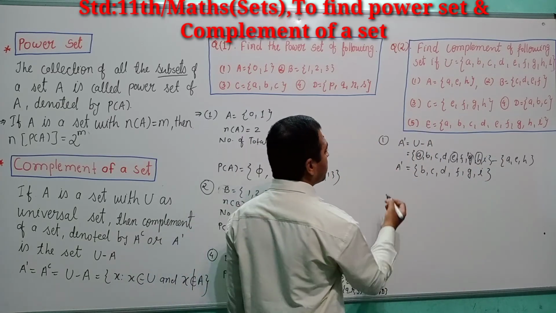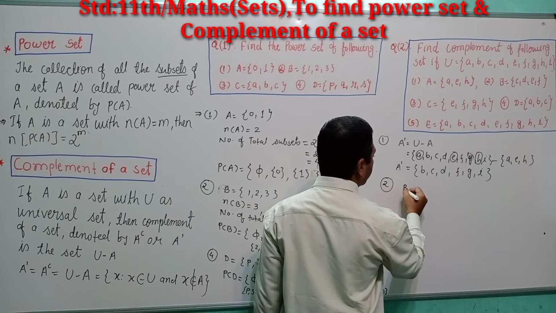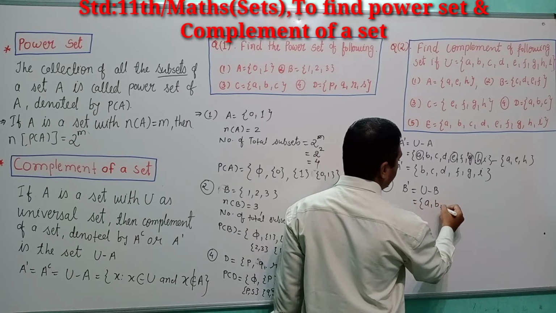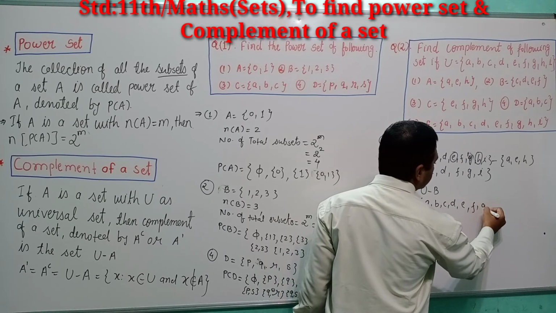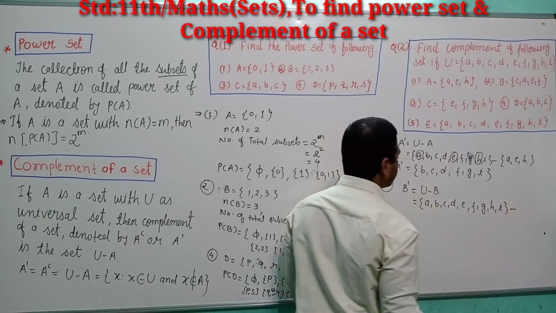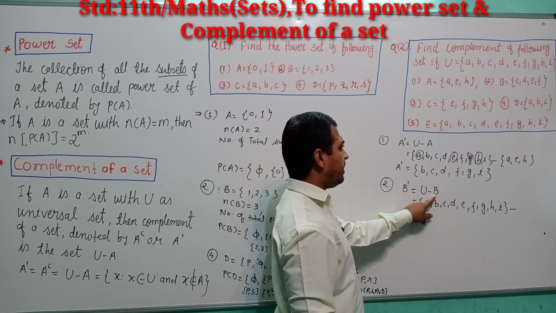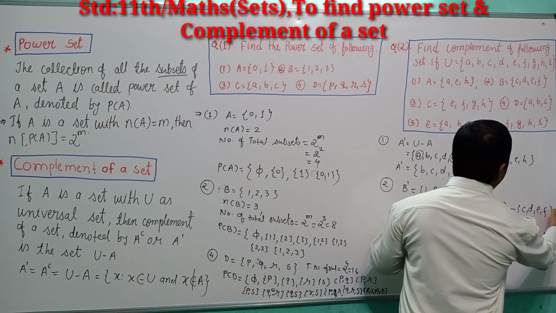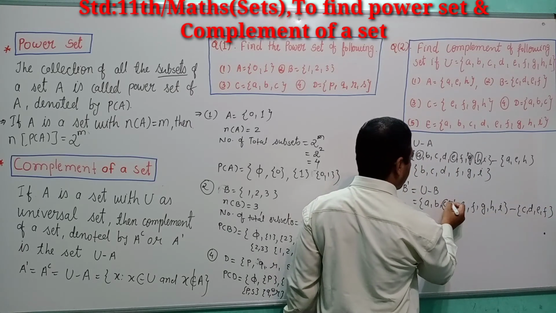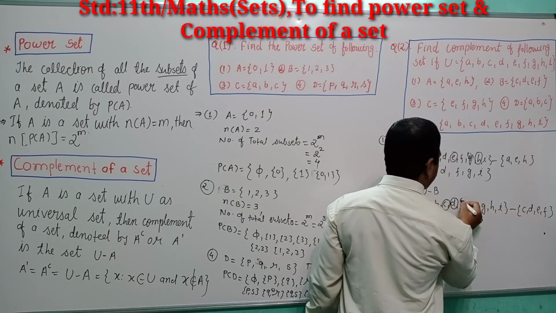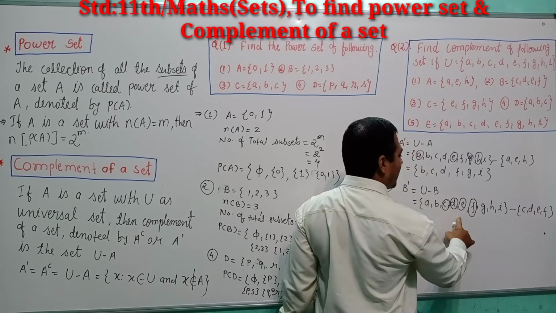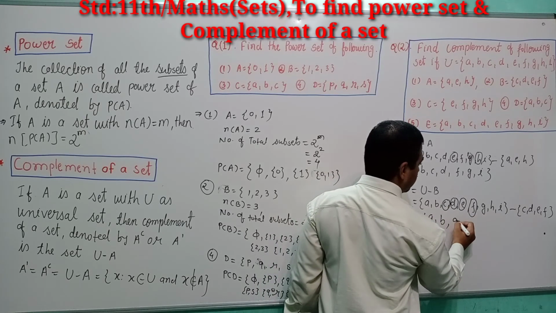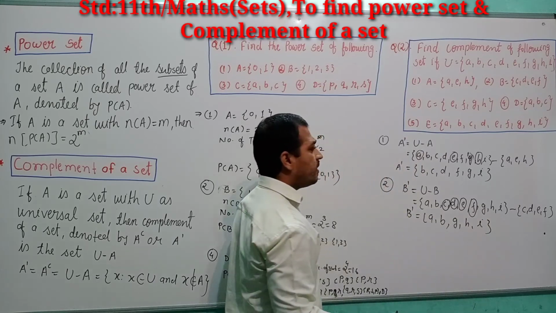Okay, students? Moving to the next question. You will have to find the complement of set B. So B dash is equal to U minus B. Again A, B, C, D, E, F, G, H, I minus the elements of set B. Set B has elements C, D, E, F. Okay, students, remove C, D, E, F. Excepting these elements, you will write in set B dash: A, B, G, H, I. Okay, students?